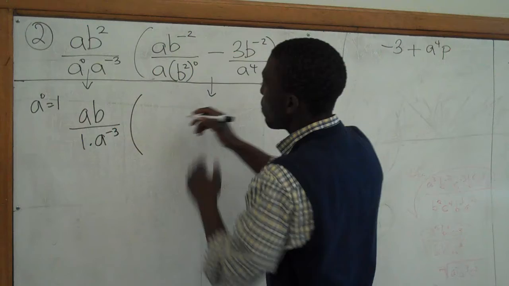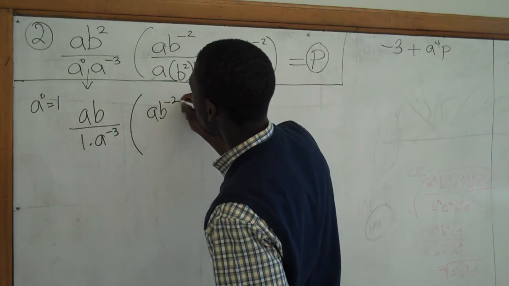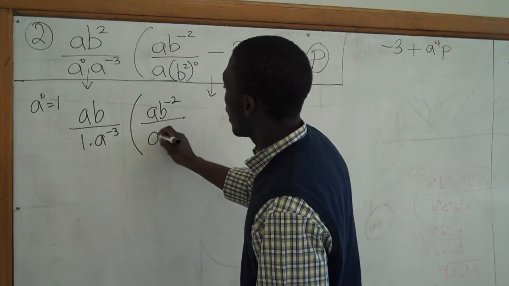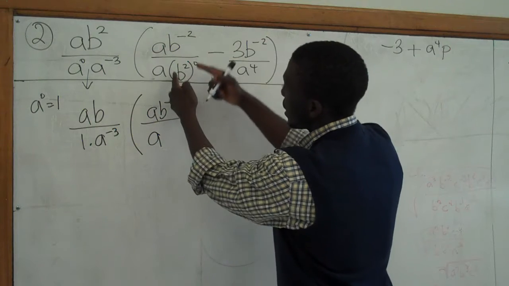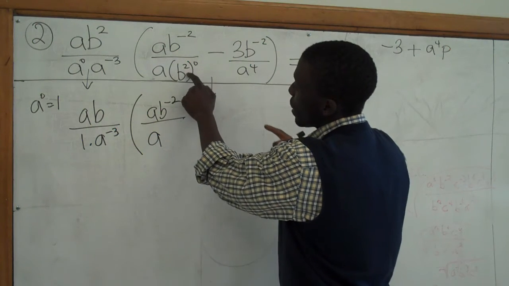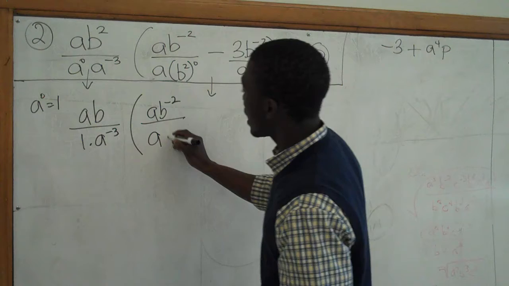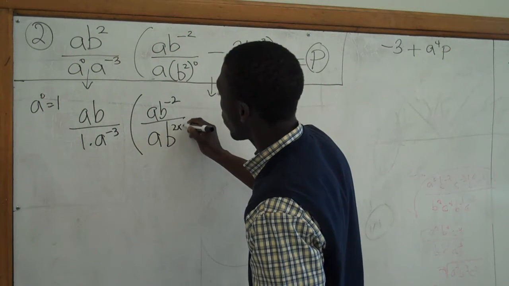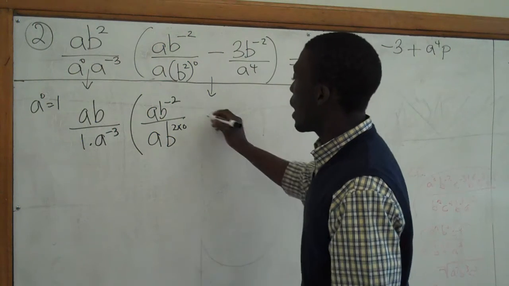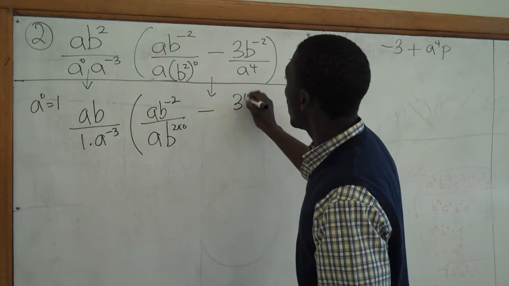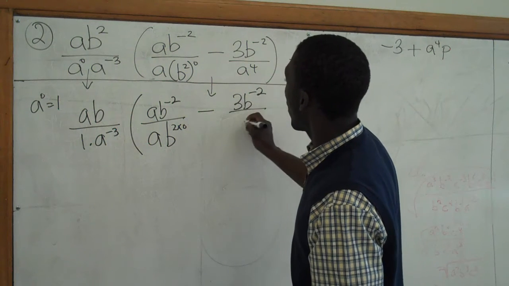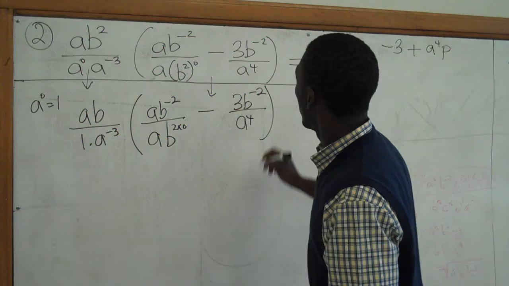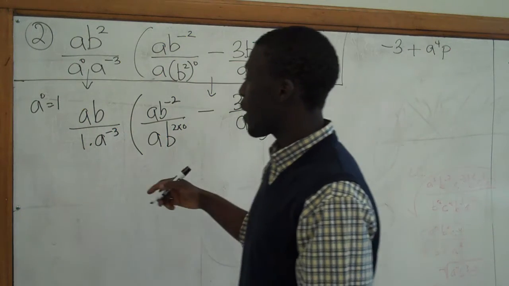Inside, we have ab to the minus 2 divided by a, and then when we have a bracket like this, and we have b squared to the power 0, it tells us that we can multiply the exponents. That's one of the rules of exponents. And then minus 3b minus 2 over a to the 4th power. Now the next step is to simplify.